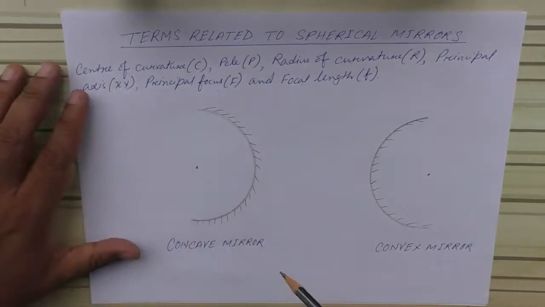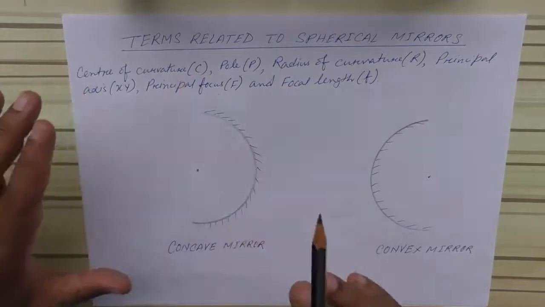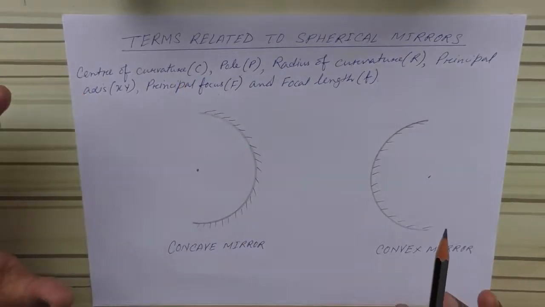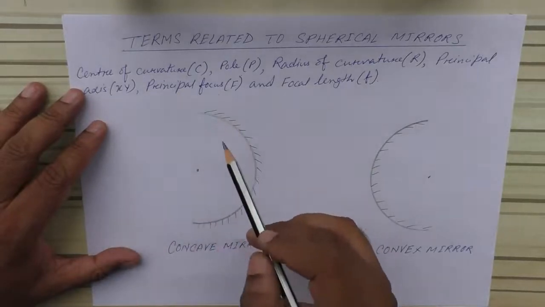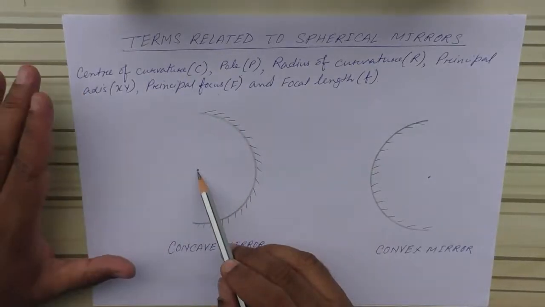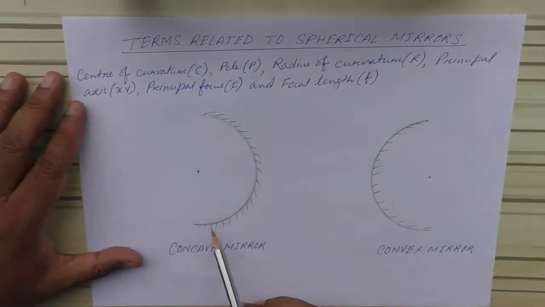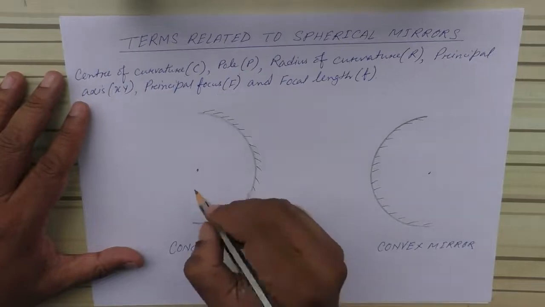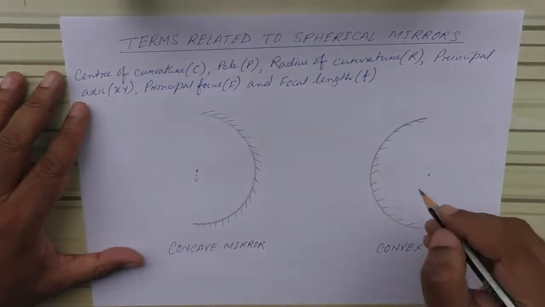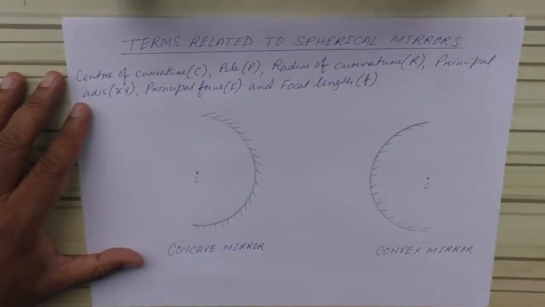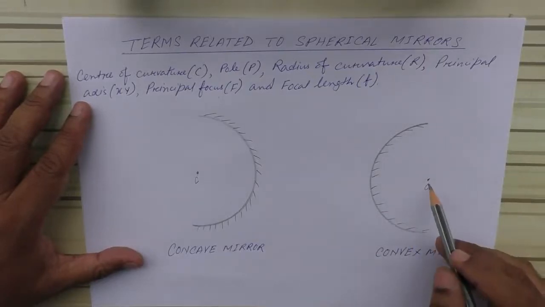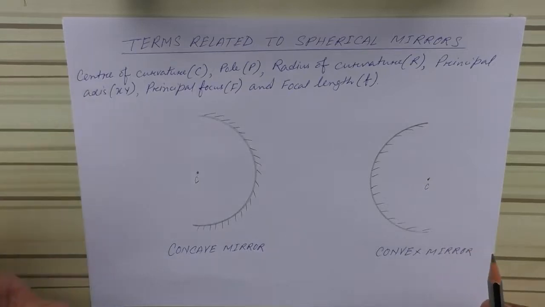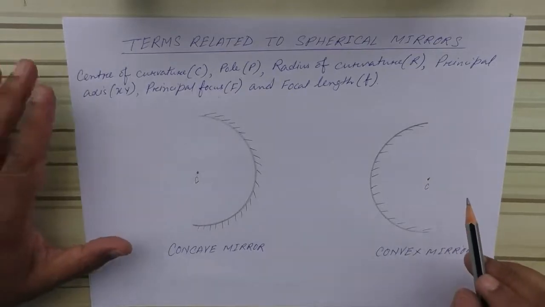So the first term that we are going to discuss is center of curvature. Now what is center of curvature? The center of the sphere of which spherical mirror is a part. The center of the sphere of which the spherical mirror is a part, we will call the center of curvature, denoted by letter C. So the center of the sphere of which spherical mirror is a part is called center of curvature.